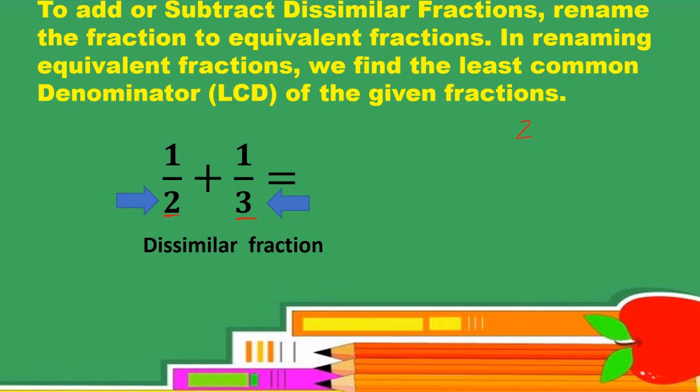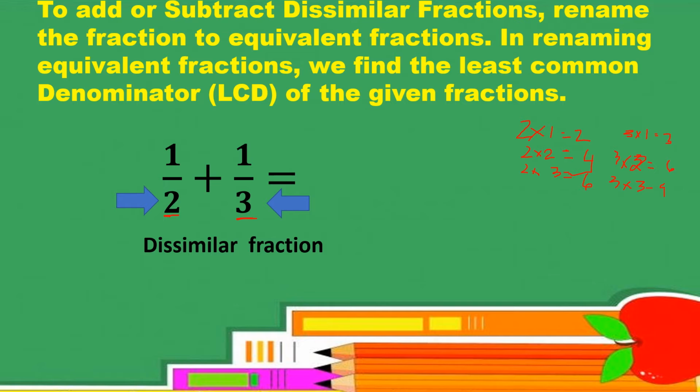So we have 2 times 1, we have 2 times 2, we have 2 times 3, and so on. While the other one is 3 times 1, 3 times 2, 3 times 3, and so on. So, 2 times 1 is 2. We have 2 times 2 is 4. And we have 2 times 3 is 6. While the other one is 3 times 1 is 3. 3 times 2 is 6. And then 3 times 3 is 9.